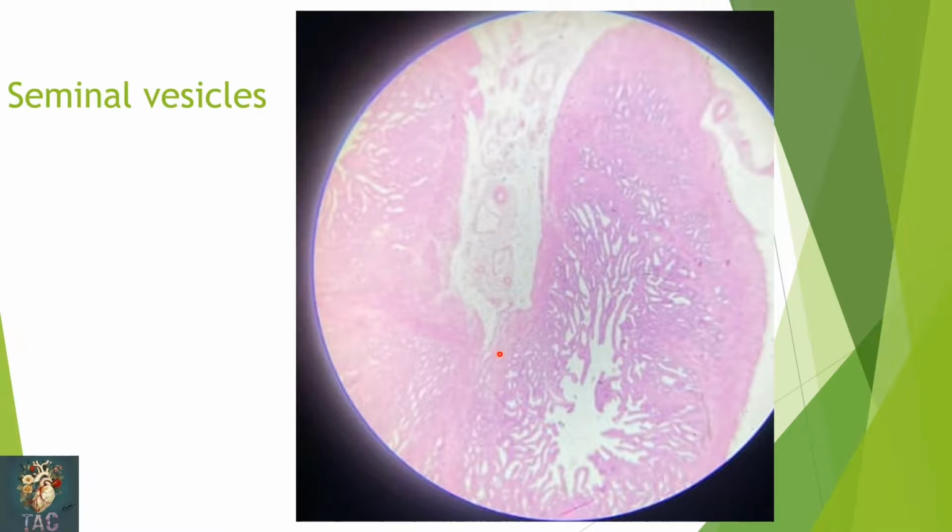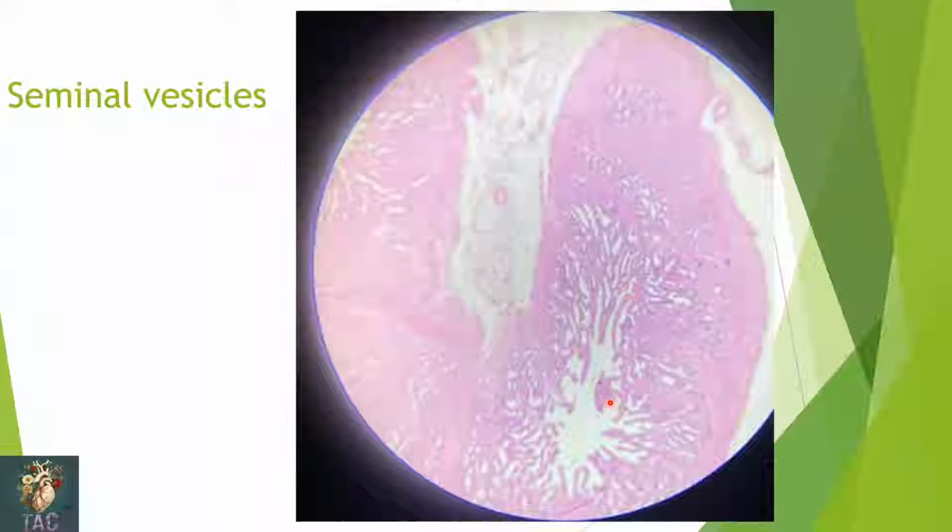This is the slide of the seminal vesicle, and the seminal vesicle, as you know, is one of the accessory sex glands which pour its secretion into the semen. So this is the lumen of the seminal vesicle, and its lumen is highly folded upon itself, forming the primary, secondary and tertiary folds lined by the simple columnar epithelium.